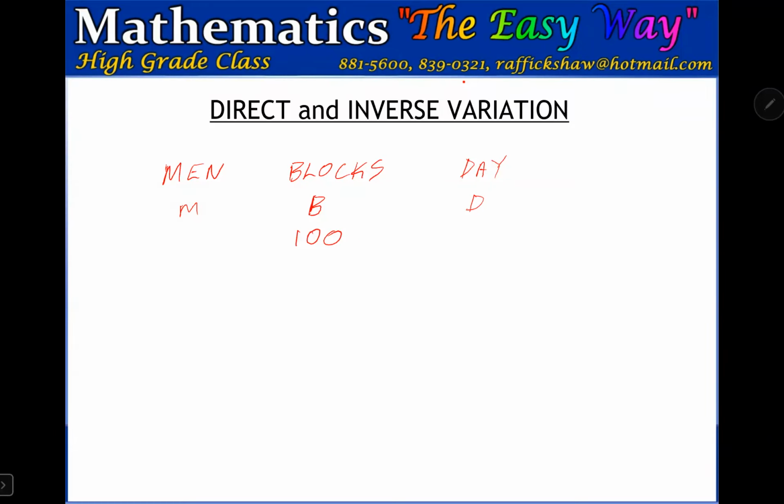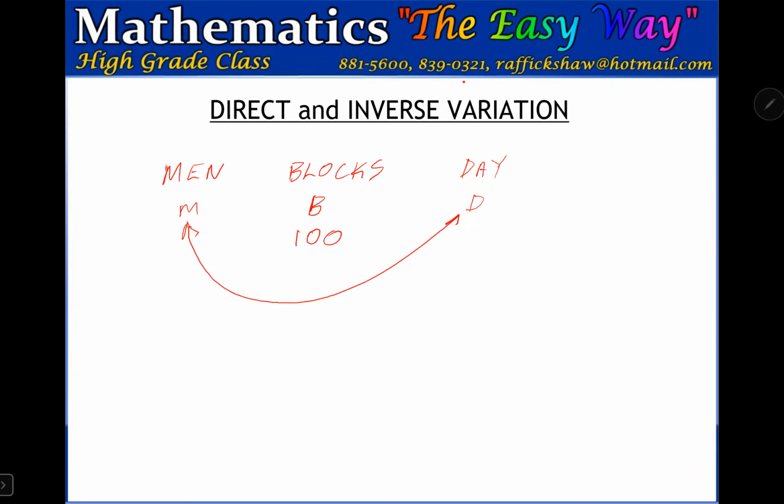So what it means, therefore, is that the number of men and the number of days would have an inverse variation. Because if I increase the number of men, then the number of days taken to finish the same number of blocks will decrease. You understand that? Similarly, if I reduce the number of men working, then it will take more days to produce the same number of blocks.